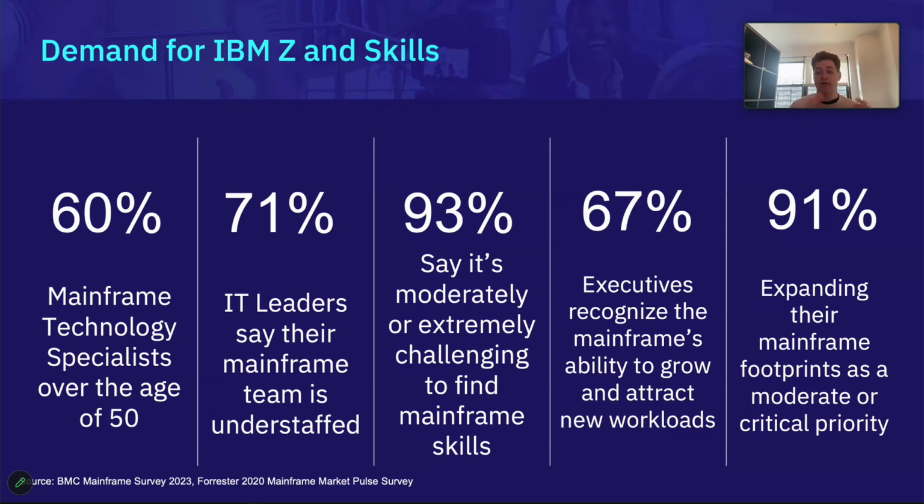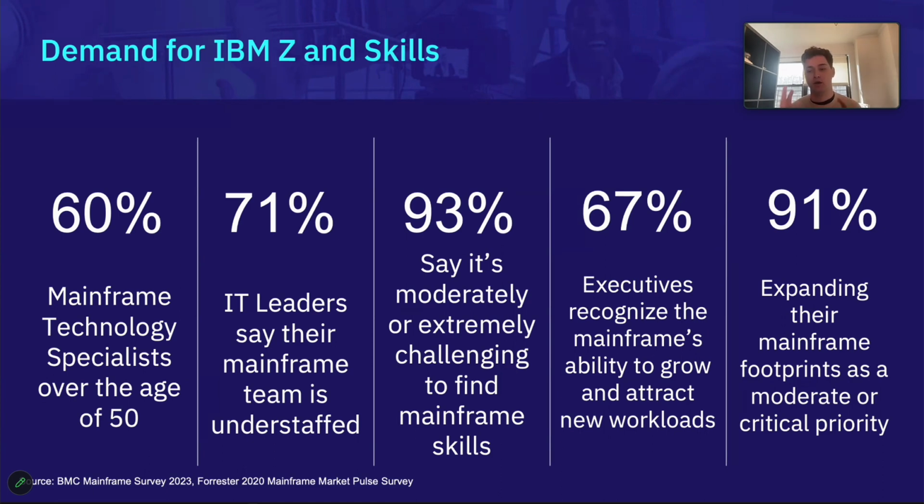So what those three data points right there mean are that teams are already understaffed, teams are already having trouble finding the right skills, and teams are getting older. Folks are going to start retiring in droves. I mean, 60% of folks are over the age of 50, but something around 30 to 40% are over the age of 60, meaning that they're set to retire in the next 5 years.